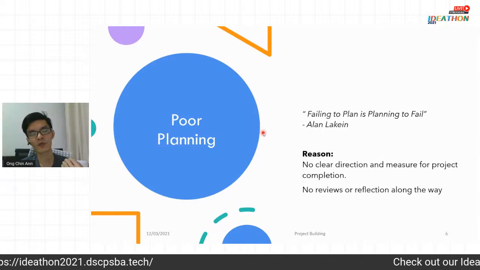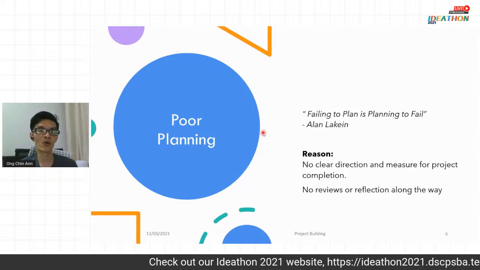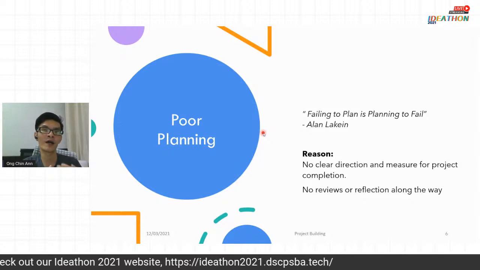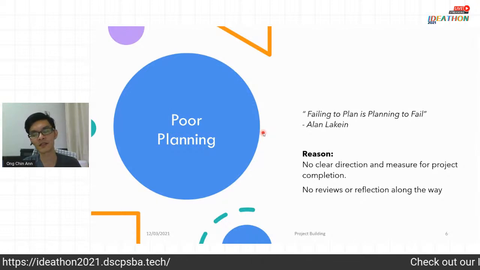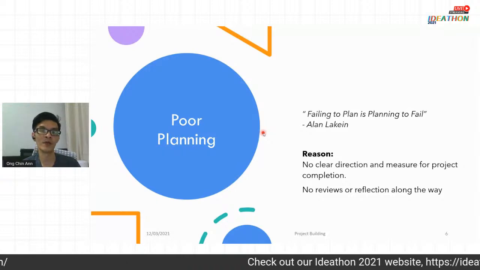And another possibility will be no review, right? So people tend to execute the plan, but they don't reflect and review whether whatever they have done is okay, good, poor, needs improvement, or excellent, right? So all these reviews and reflections are very important, be it a small task, big task, milestones, and so on.